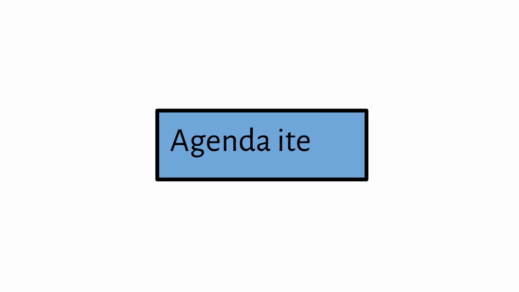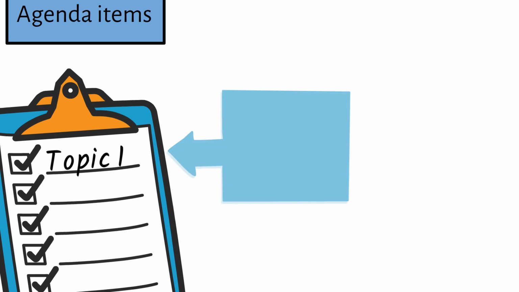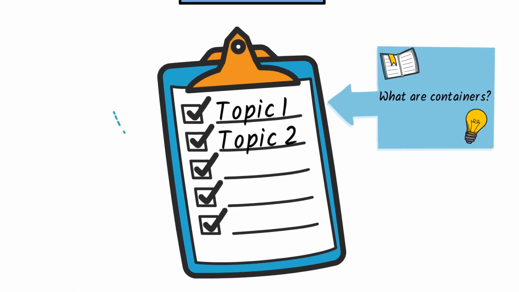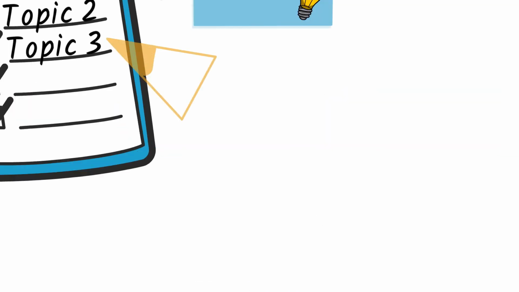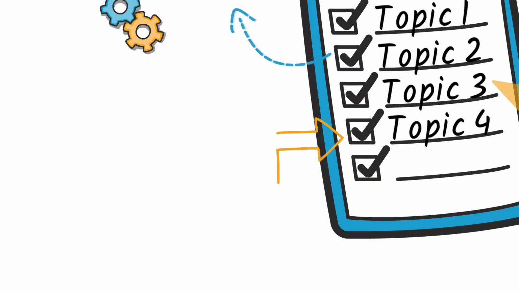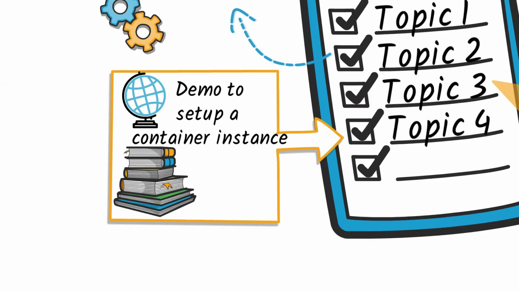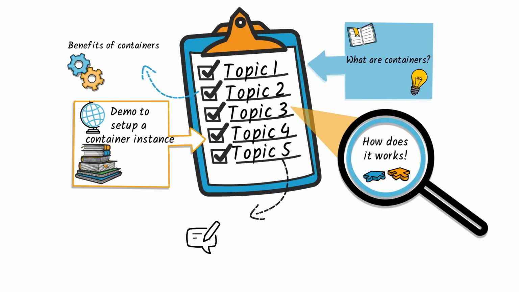Let's have a look at the agenda for today's video. We will be mainly covering 5 topics. In topic 1, we will see what are containers and how it is different from virtual machines. In topic 2, we will briefly discuss the benefits of using containers. In topic 3, we will see how Azure container instances work. In topic 4, we will log into the Azure portal and do a demo of setting up an Azure container instance. And in topic 5, we will do the knowledge checks for AZ-900 certification exam.